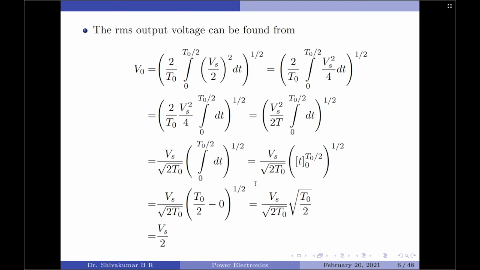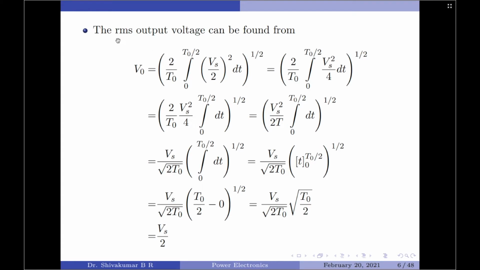Now, let us try to derive an expression for the RMS output voltage for this particular circuit. I start by writing the RMS output voltage as V naught, and this is equal to, let us start with the period, which is 1 by T naught, and since the output voltage is squared, it is going to be the same. Between 0 to T naught by 2, it is Vs by 2, and between T naught by 2 to capital T naught, it is minus Vs by 2.